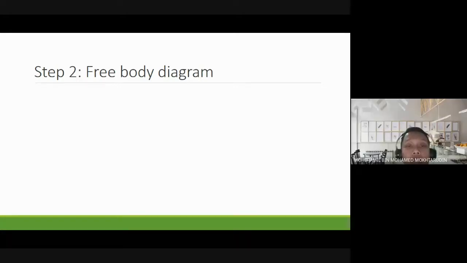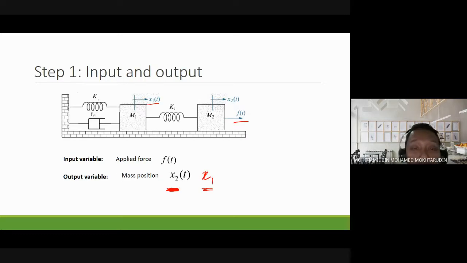Okay, after that we draw the free body diagram. So we look at M1 first. On M1 we have spring K1, the damper FV1, and spring K2 attached to M1.